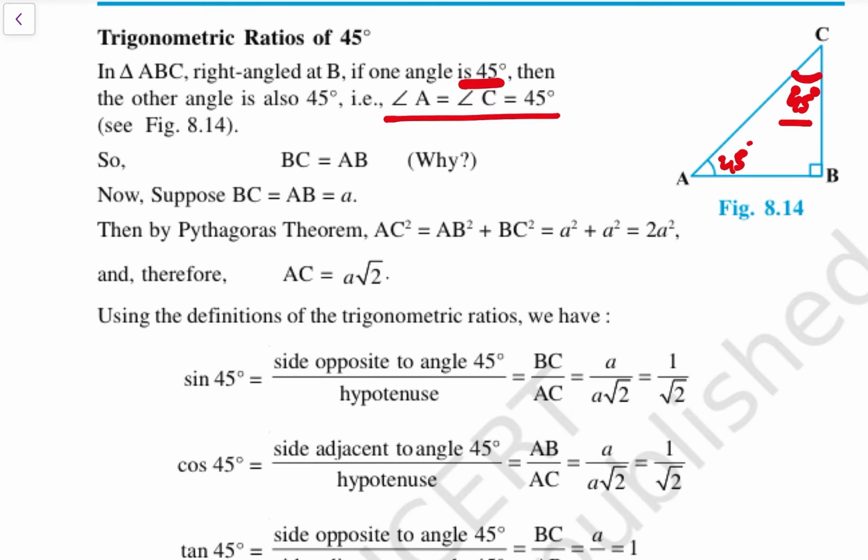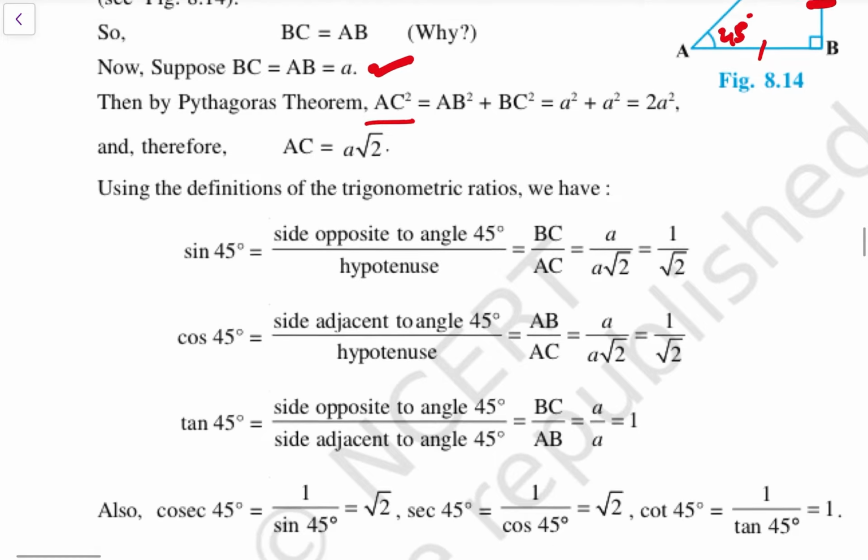Here angle A and angle C are equal and they are equal to 45. According to the theorem of isosceles triangle, equal angles have equal opposite sides. So these two sides BC and AB will be congruent according to the theorem. So this is an isosceles triangle. If we suppose the side to be a, then according to Pythagoras theorem, AC square will be AB square plus BC square, that is a square plus a square, equal to 2a square. So AC is equal to a root 2.